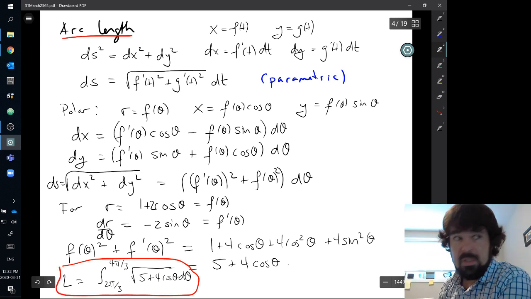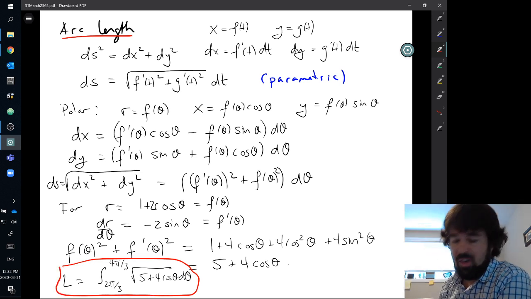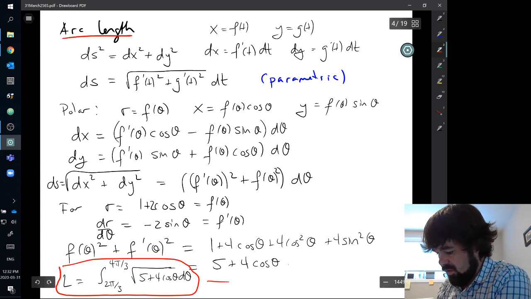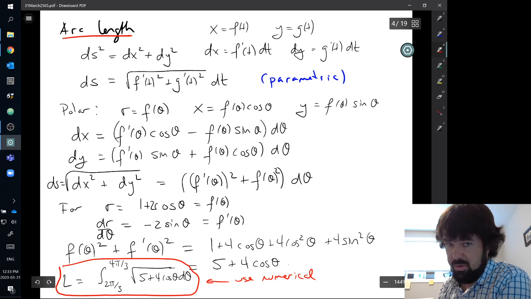There's only one problem. That's not an integral that I actually know how to evaluate. So we would have to use numerical methods to evaluate that thing. That's the best we can do.